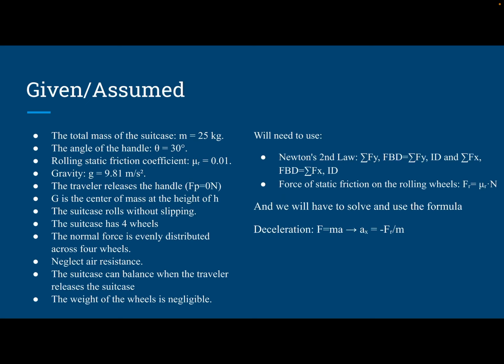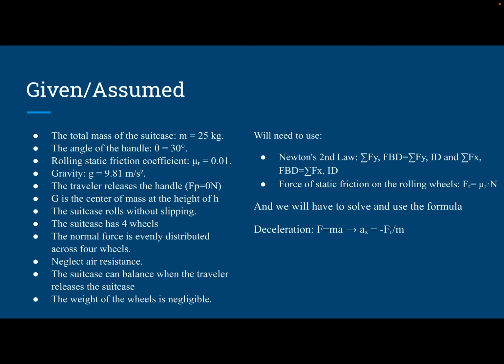Some givens and assumptions for this problem: the total mass of the suitcase is 25 kilograms. The angle of the handle is 30 degrees above horizontal. Rolling static friction is given as 0.01. Gravity is acting on the system with 9.81 meters per second squared. Since in the statement the traveler releases the handle, Fp will equal 0 newtons.